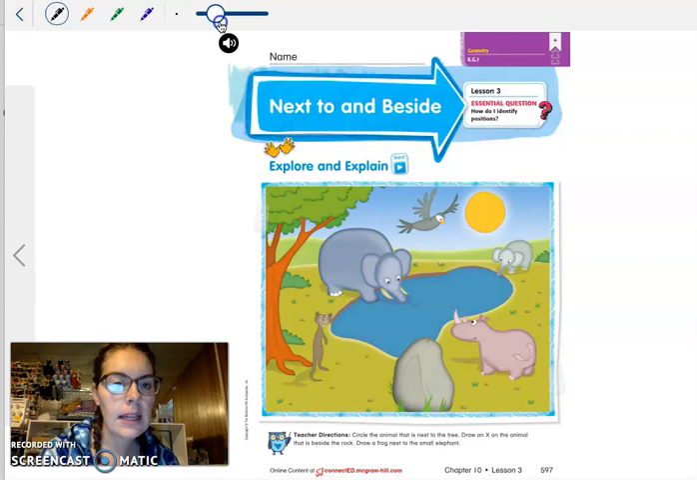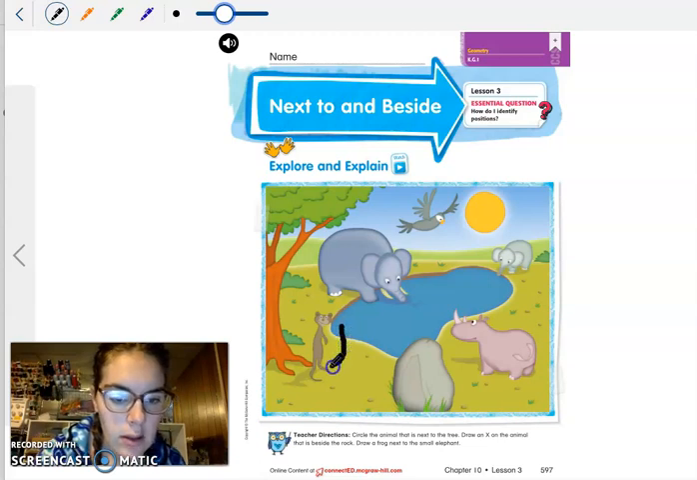I'm going to make my pen a little bit thicker so you can see it. So we're going to circle the animal that is next to the tree. So next to would be next to the tree. So here's the tree. Next to it is this animal. So we're going to circle the animal that is next to the tree.